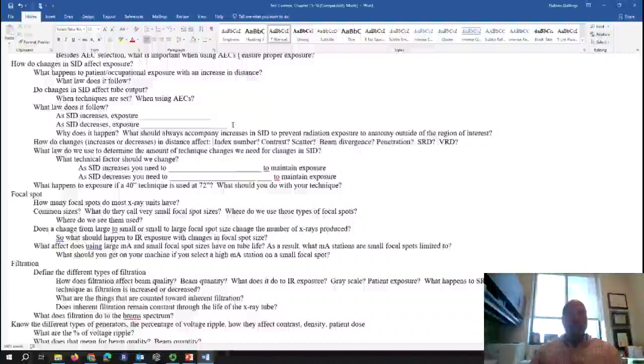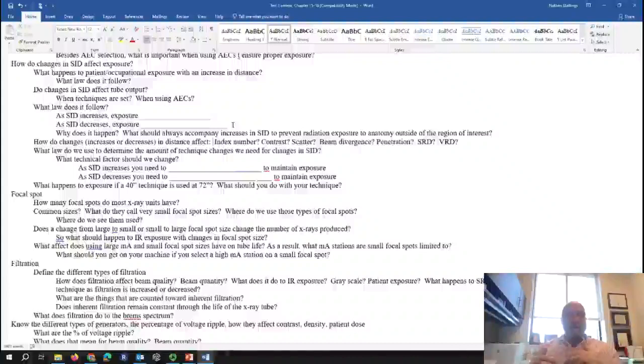When we change from a large to small focal spot, then there should be no change in the number of x-rays produced. If your machine will allow you to make an exposure with a small focal spot, that it will allow you to make an exposure on a large focal spot, then you should have no change in image receptor exposure. You should have no change in tube output. So again, kind of like reciprocity, mass equals mass. 10 mass on a small focal spot should equal 10 mass on a large focal spot.